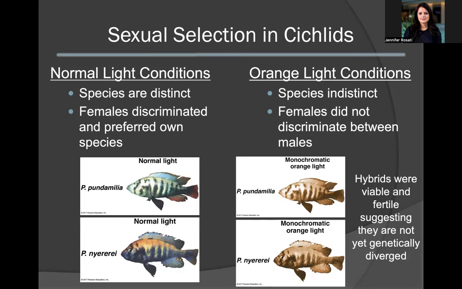However, under orange light conditions, the species no longer appeared distinct from each other. In this type of environment, females were not able to discriminate between males of their own species and did not show a preference. As a result, hybrids were produced, and these hybrids were considered viable as well as fertile, thus suggesting that these two species are not genetically diverged enough from each other yet. However, this provides a unique insight into how the speciation process occurs.